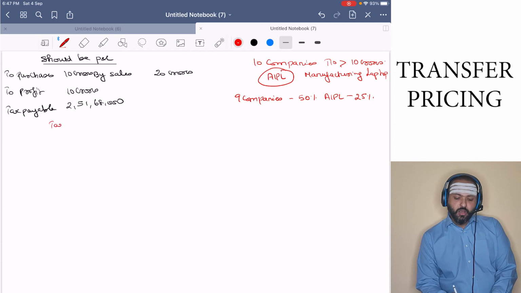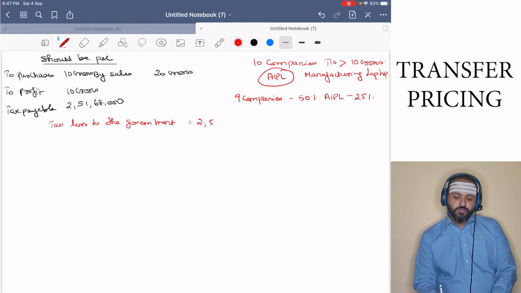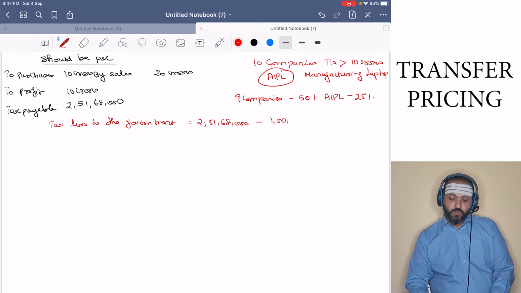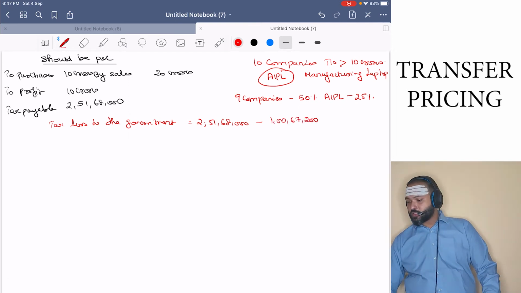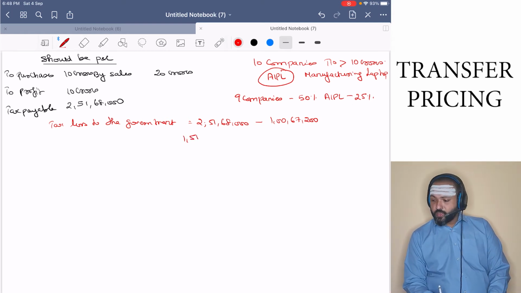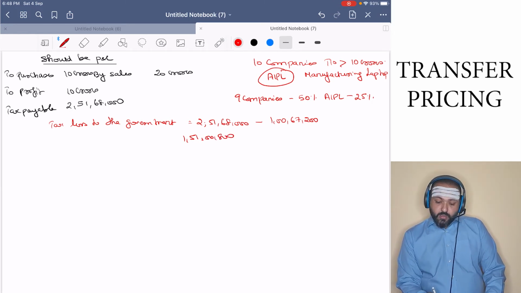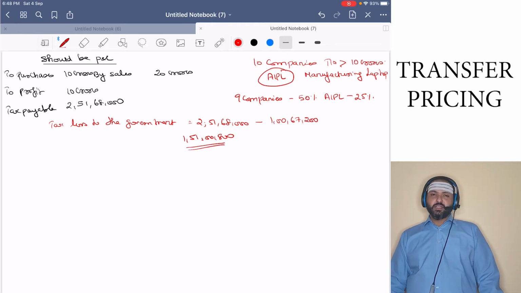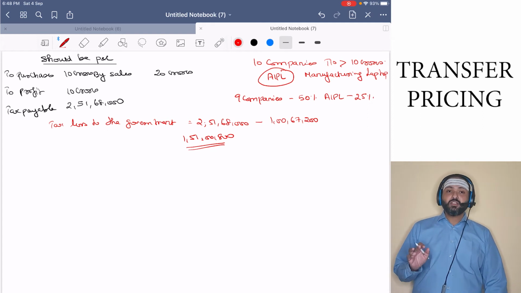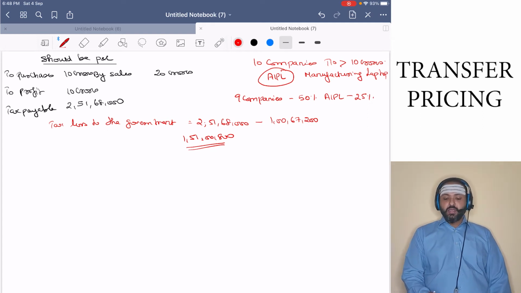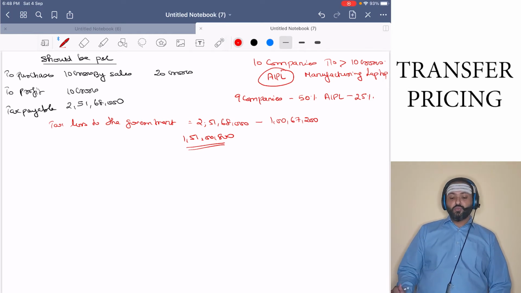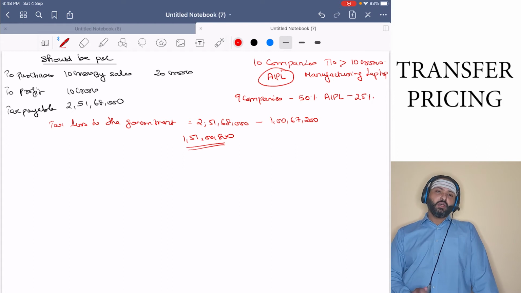Because of the tax loss to the government. How much is it? This is 2 crores 51 lakhs 68,000 minus 1 crore 67,200. This is the tax loss to the government, which is 1 crore 51 lakhs 00800. This is the loss that the government is incurring every year. This is not a normal loss, this is the tax loss. The tax payable has been under accounted or underpaid to the extent of 1.51 crores by this one company. So the government started losing out.